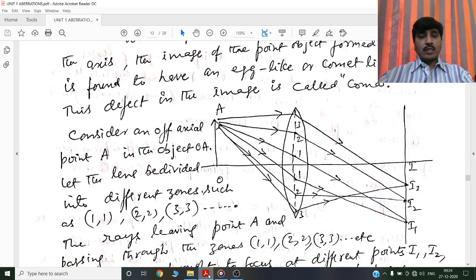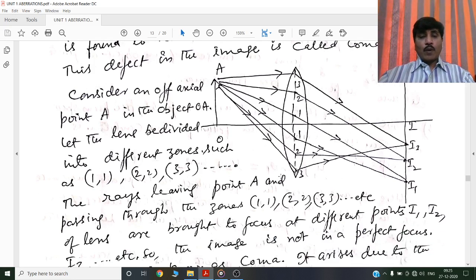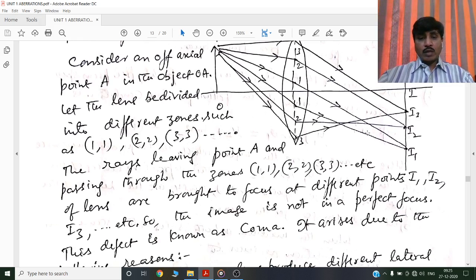This can be explained as follows. Consider an off-axial point in the object OA. Let the lens be divided into different zones such as 1, 1, 2, 2, 3, 3 and so on. In the diagram, OA is a monochromatic object, that means it emits monochromatic light. A is the off-axial point. This is a large aperture convex lens. The rays leaving the point A and passing through the zones 1, 1, 2, 2, 3, 3, etc. of the lens are brought to focus at different points I1, I2, I3 and so on. So, the image is not in perfect focus. This defect is known as coma.